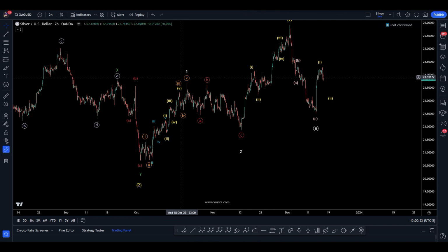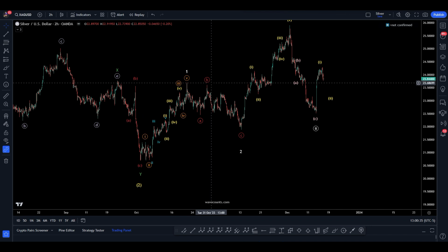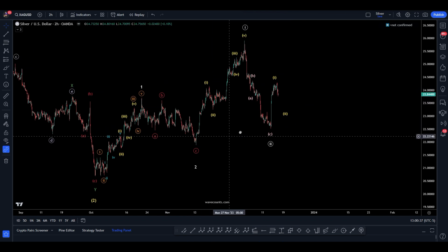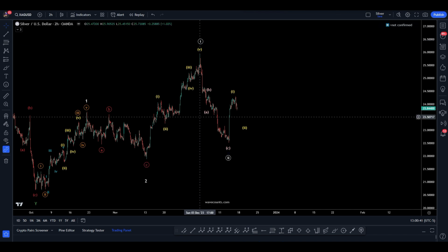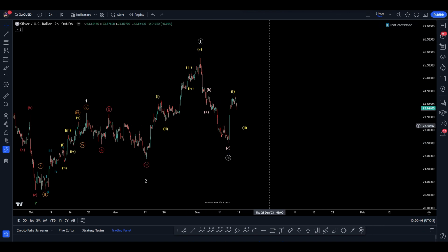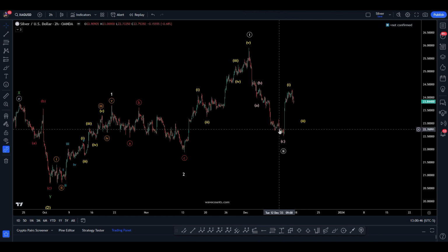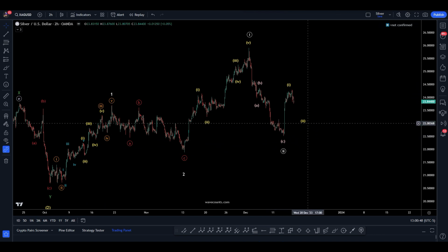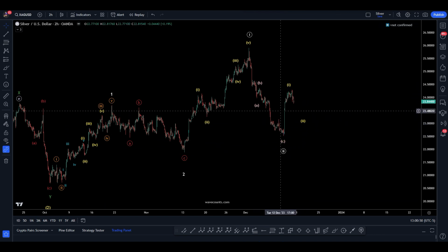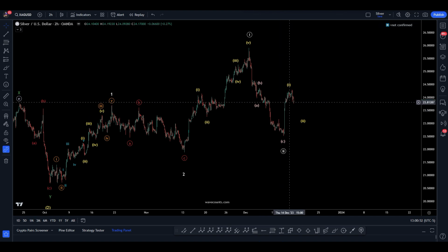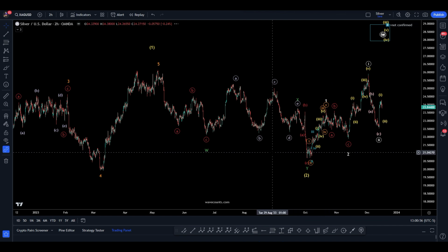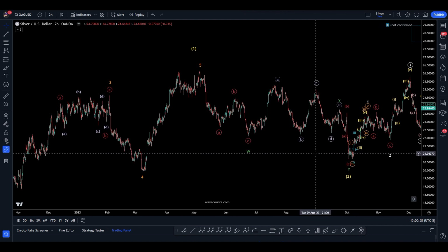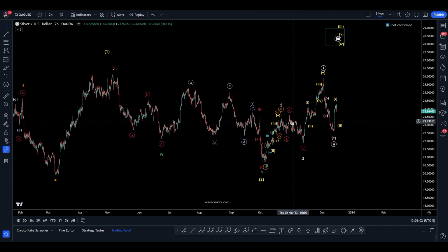A zigzag here for wave 2. Impulse up for wave 1. A zigzag for wave 2. And just like gold, waiting on 2 to finish. And that's it for silver, and the alternate would be very similar to that: that this was a zigzag and not a 1, 2, 1, 2, 1, 2.